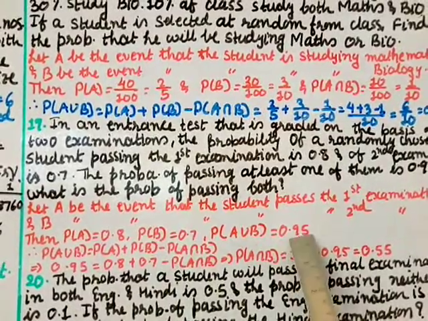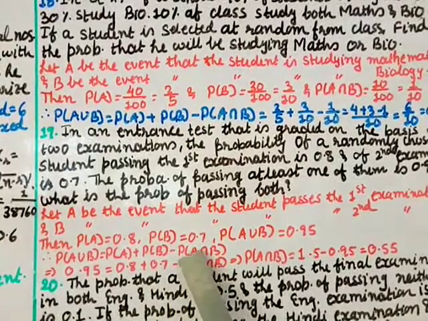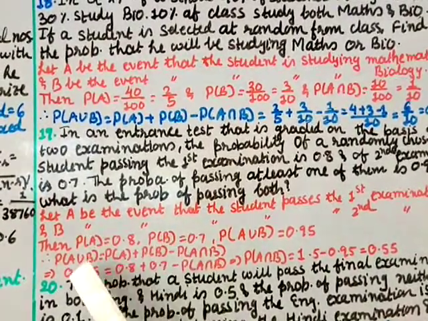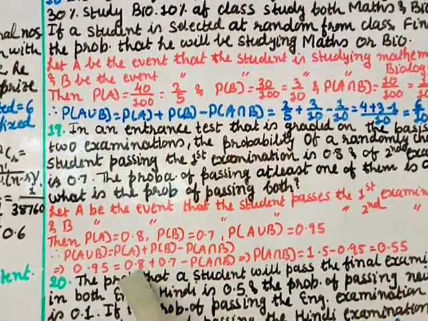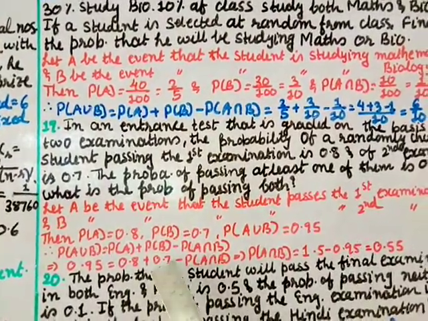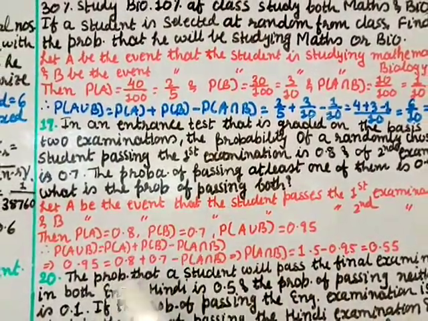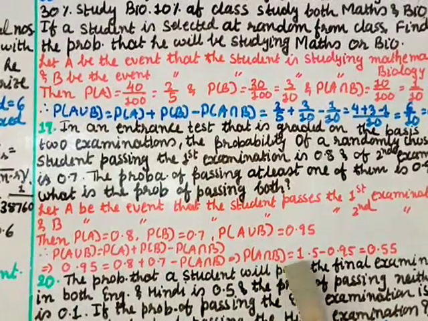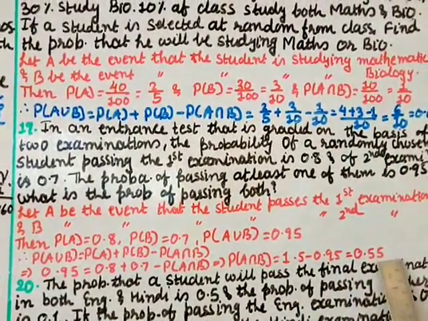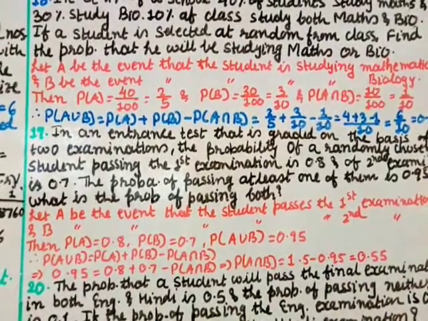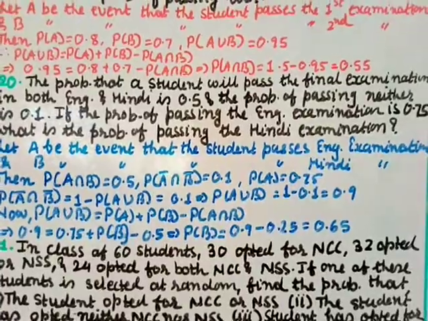P of A union B is 0.95 equal to P of A is 0.8 plus P of B is 0.7 minus P of A intersection B. This we transfer over here and 0.95 we transfer over here. So add up these two, 0.8 plus 0.7, that gives you 1.5, and this when you transfer it becomes negative, and this when you transfer it becomes positive. So P of A intersection B equal to 1.5 minus 0.95. The difference is 0.55. So that is the probability of passing both the examinations.